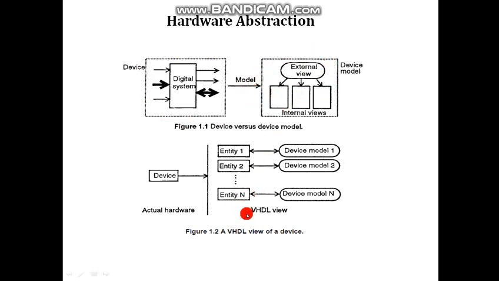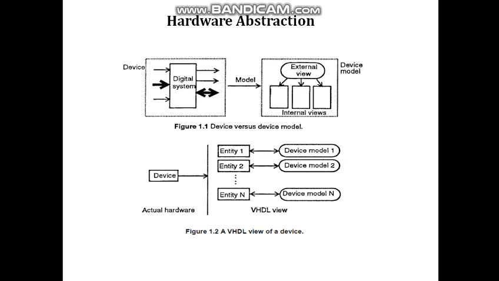In another figure we observe a VHDL view of a device. In this manner, there is a device, meaning the actual hardware that is required to design a certain system. Whereas on the other side we observe that the VHDL view contains actual parameters: entity 1, entity 2, up to n number of entities. We will discuss what an entity is later on.